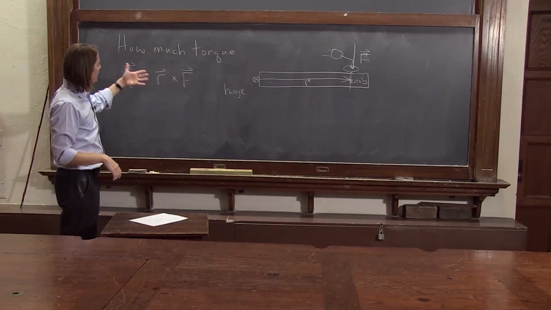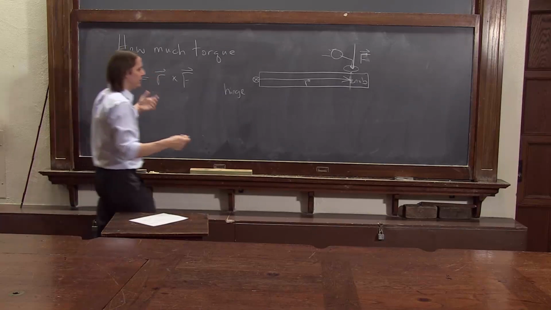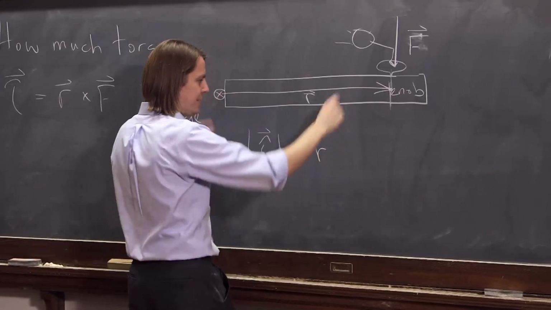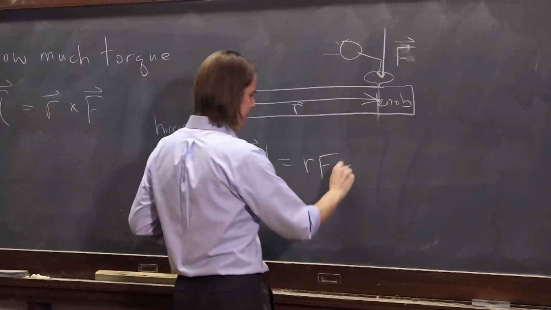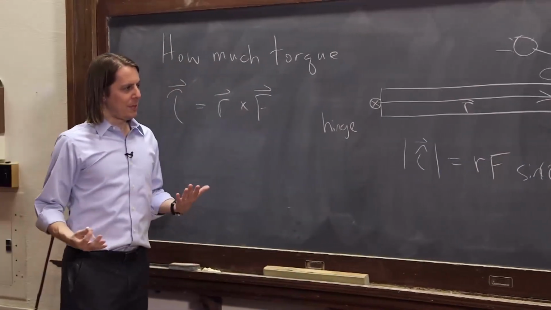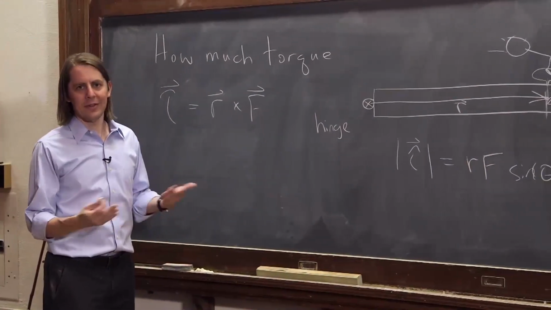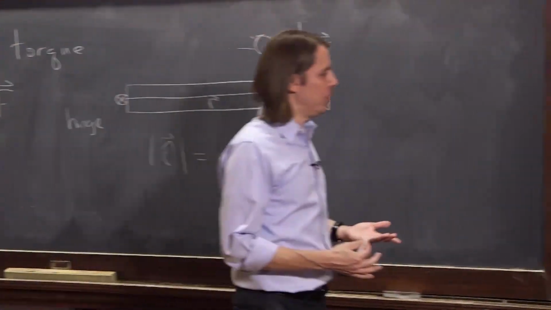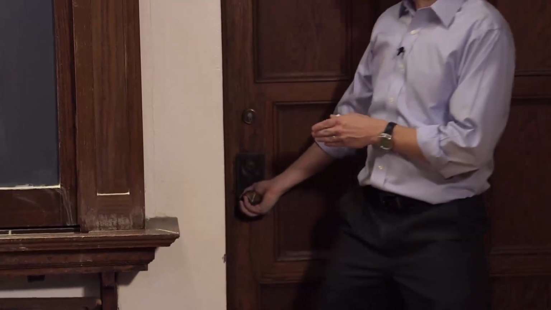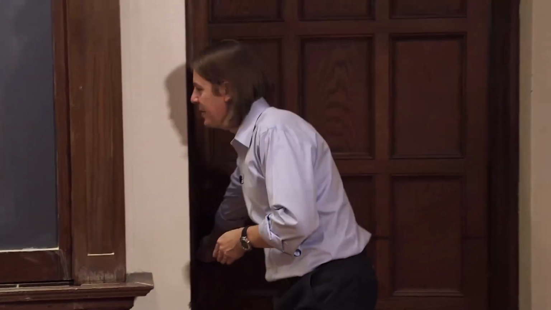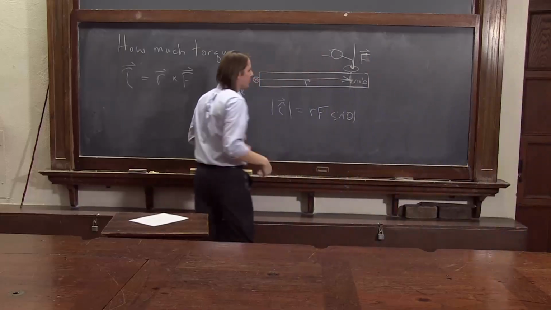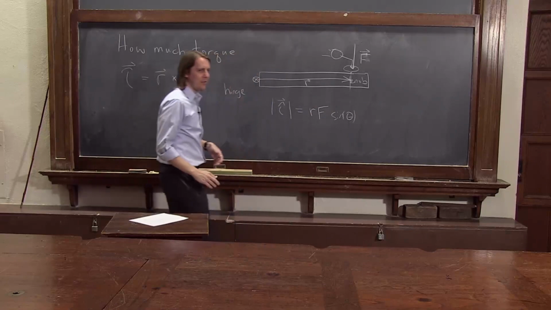So tau is r cross F. We want to get the magnitude of tau. It's just r, that distance, times the force F times sine of theta between them. So if you want to apply the maximum torque, you push at 90 degrees. And that's intuitive, right? You wouldn't go up to a door and push it at a slant to open it. You push it straight. You push at 90 degrees to r. If you push at an angle, you get less torque. So this all physically makes sense.